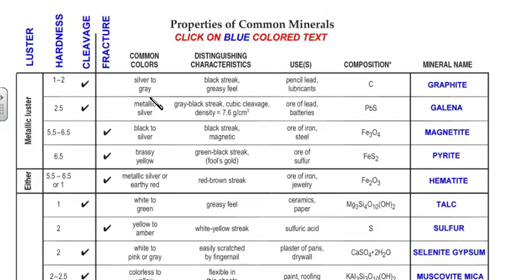Now, every single one of these properties is due to one thing: the internal arrangement of atoms. So if you find that on a test, please select that answer, because that is the reason for the luster, the hardness, the cleavage, the fracture, the colors. The other characteristics of this mineral are due to that.